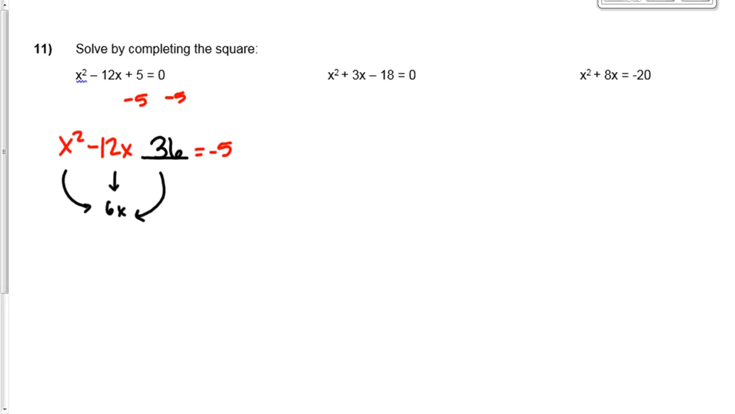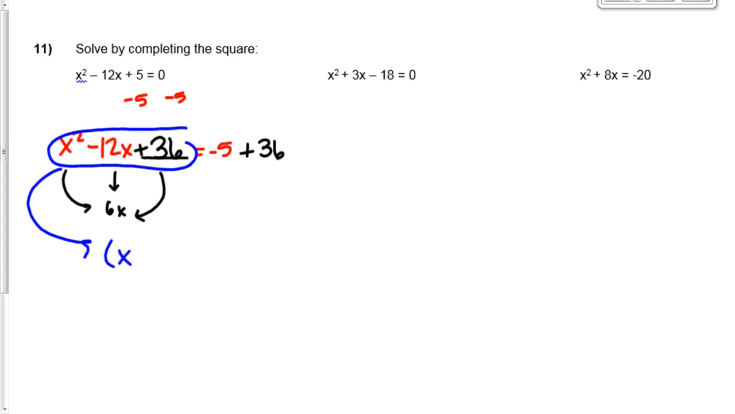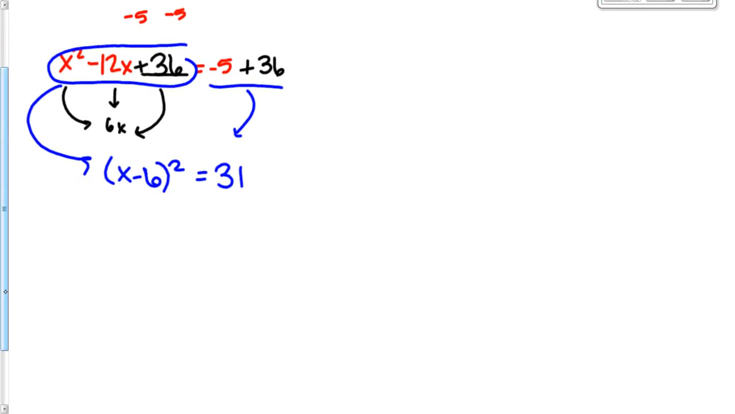So I'm thinking plus 36. But if I'm going to add 36 on that side, I need to add 36 on this side. Okay, so now I can factor this side. That's a perfect square trinomial. So it's just going to be x minus 6 squared equals negative 5 plus 36. That gives me 31.